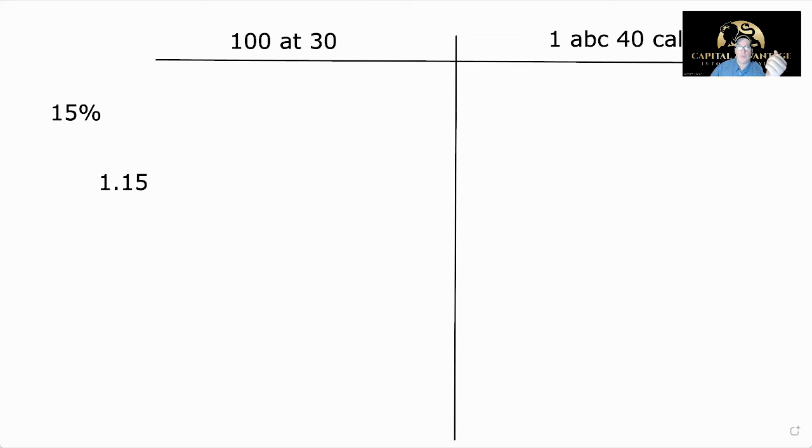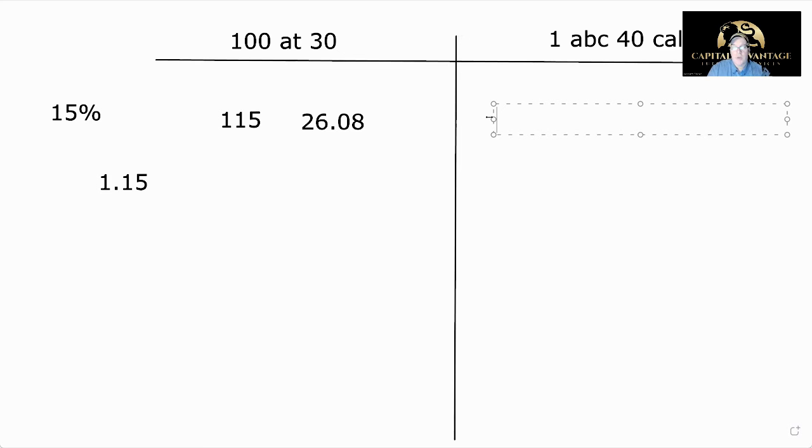You're going to do 100 times 1.15. That's going to give 115. Then you do 30 divided by 1.15 equals $26.08. So now it's 115 shares worth $26.08. And if you multiply... 98, must be late. Yeah, it's 2 o'clock in the morning. Okay.